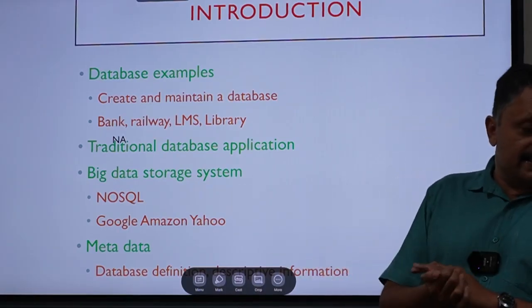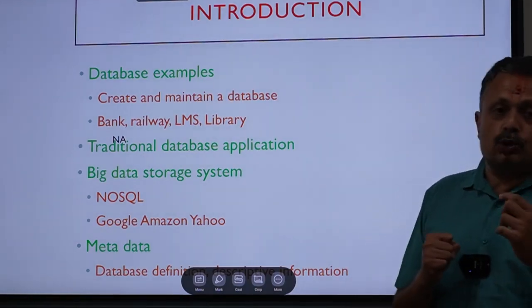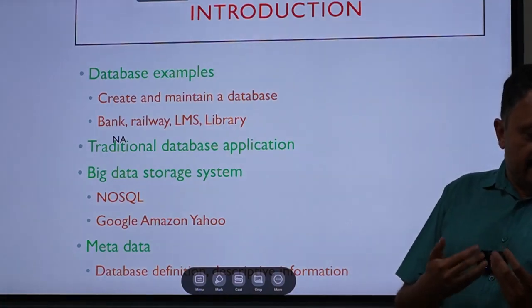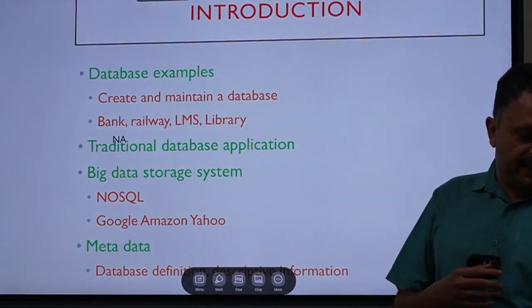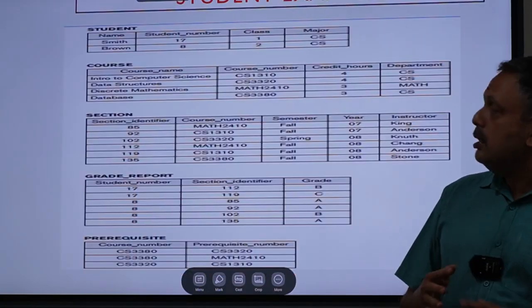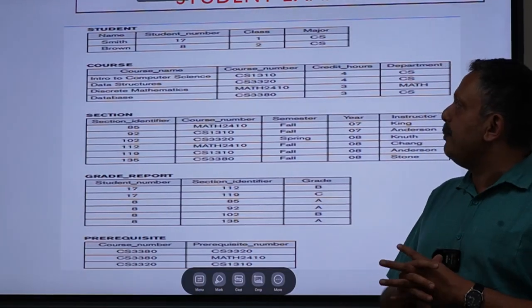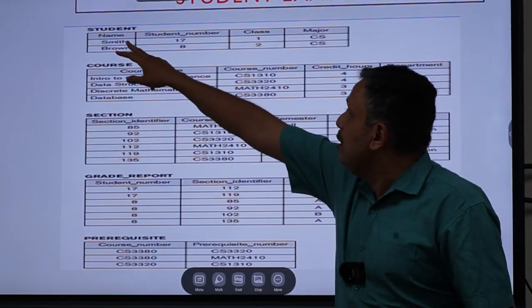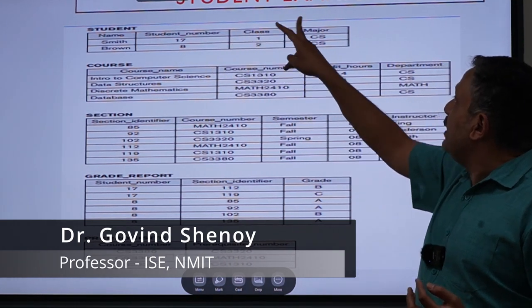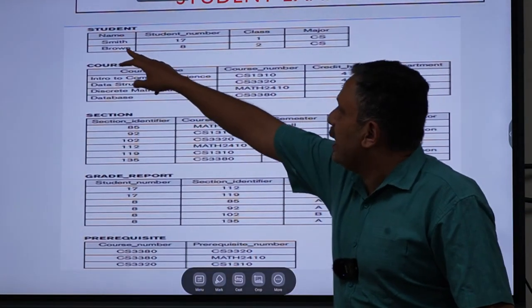Typically, all database systems store what is known as metadata. That is data that is used to uniquely identify the database. So you have what are known as database definitions or descriptive information. Let's take a small look at a simple database. So this is a student database. What do you have in a student database? Obviously, the student name, the USN number, the class, and the major, the degree, the stream that he is in. So this is one example of a database.